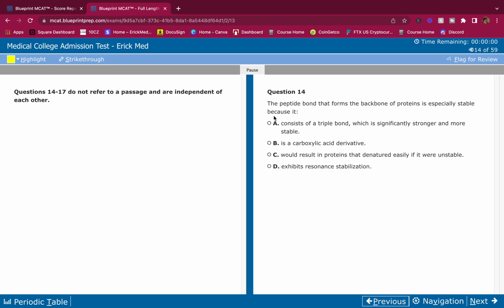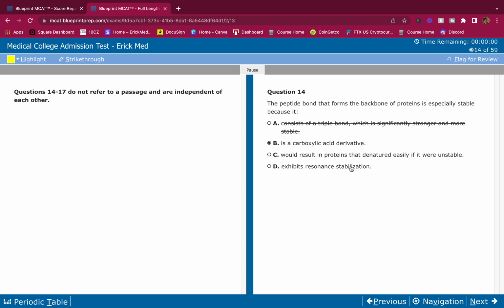Let's go. The peptide bond that forms the backbone of proteins is especially stable because it consists of a triple bond. No, it does not consist of a triple bond. It consists of a double. There's a carbonyl and there's a nitrogen attached to it, which is an amide bond. It is a carboxylic acid derivative. Amide is a carboxylic acid derivative.